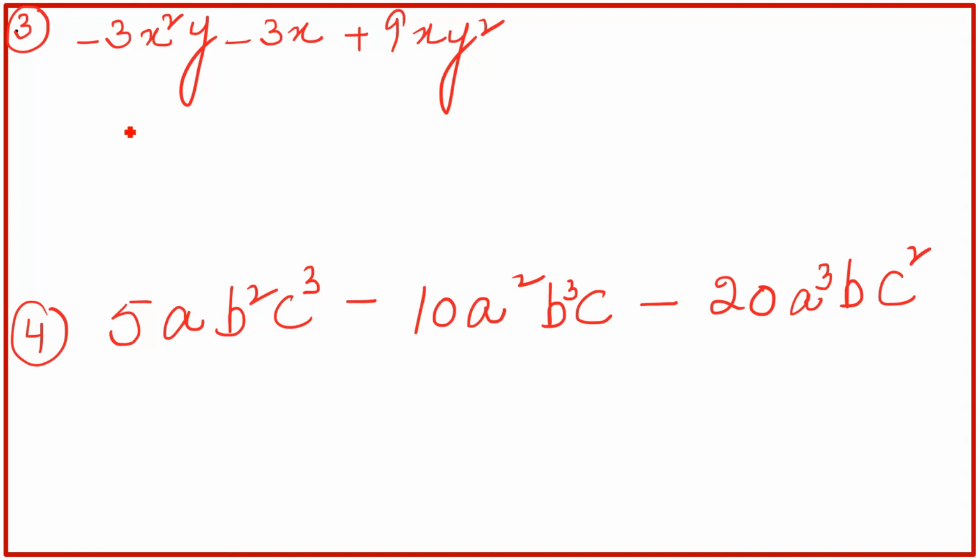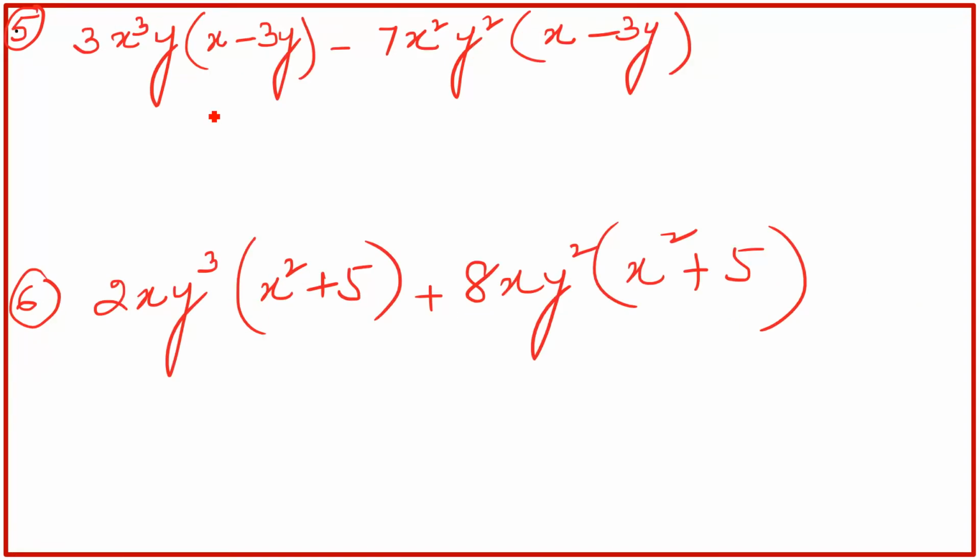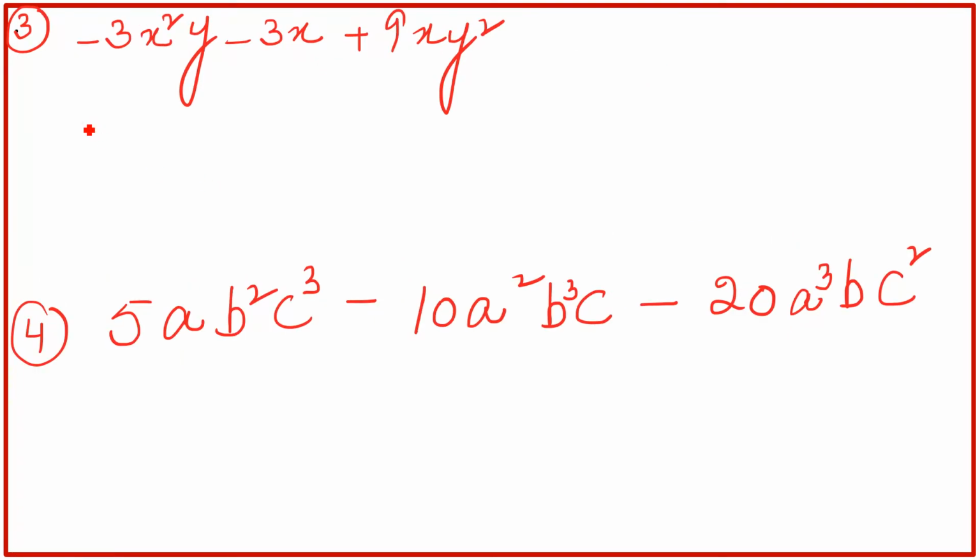Third question is minus 3x square y minus 3x plus 9xy square. Now what is the first step? You have to see whether you can take anything common or not. So yes, we can take 3, but here you can see the minus sign is here, so we can take minus 3.